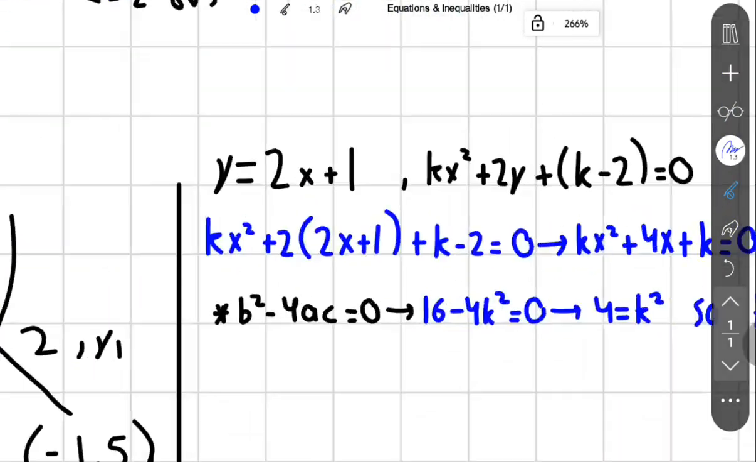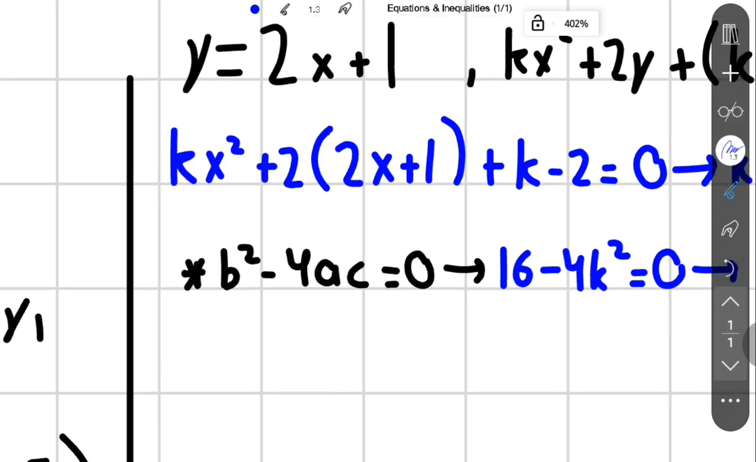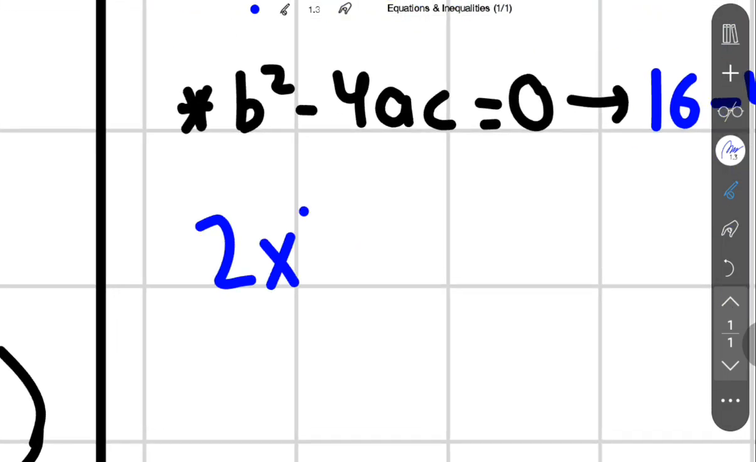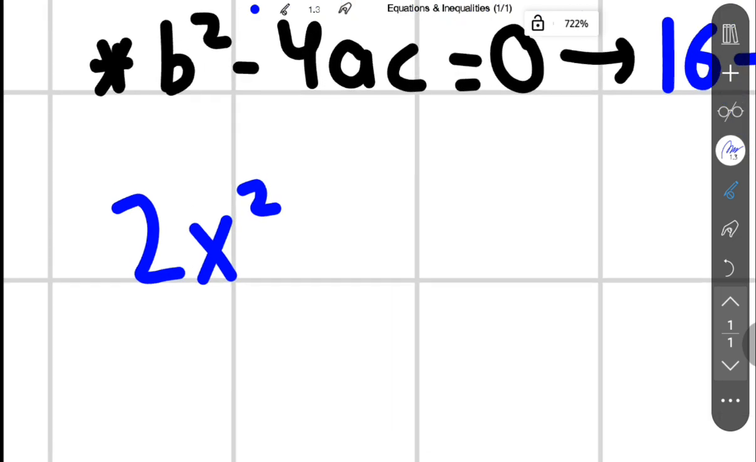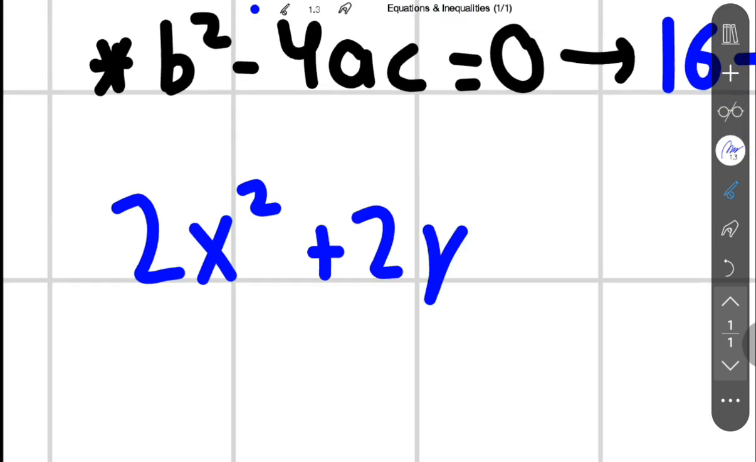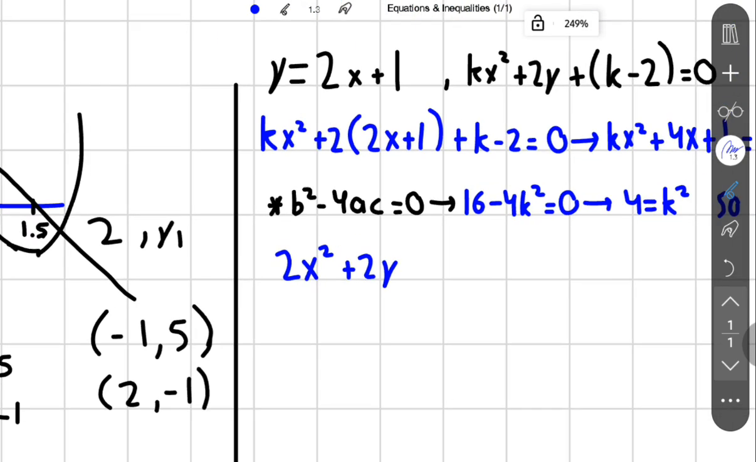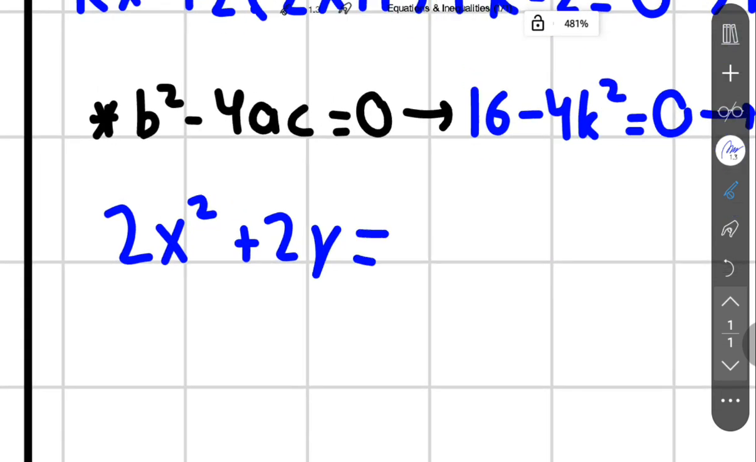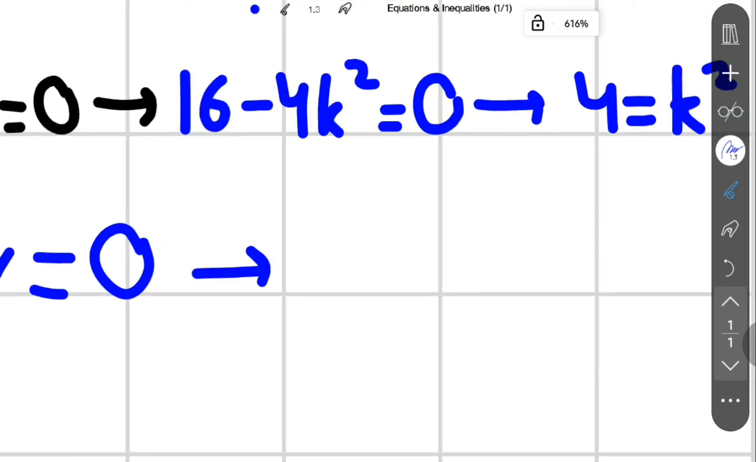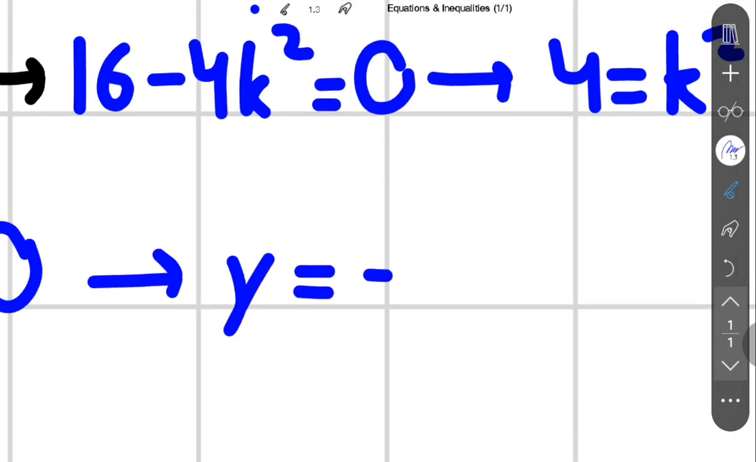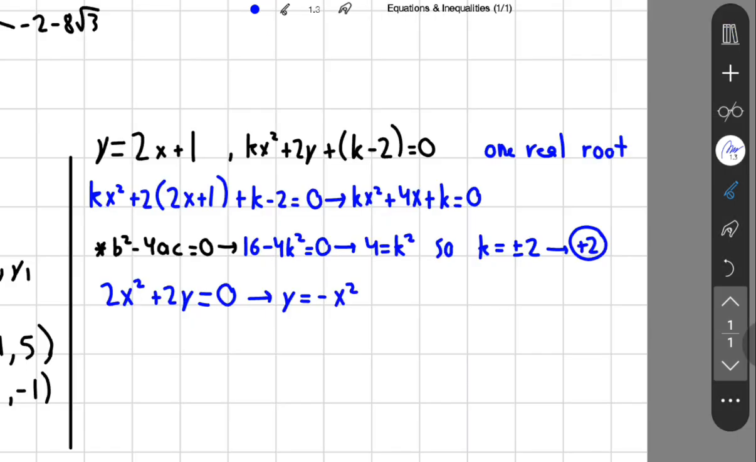Okay, let's now simplify this with the new values of k that we have. So we have 2x squared plus 2y plus k minus 2, which is 0. So we have equals 0. We divide everything by 2. So it will be y equals negative x squared. Yeah, this is the simplified version of this expression. K is 2. So we have 2x squared plus 2y plus 2 minus 2, which is equal to 0.